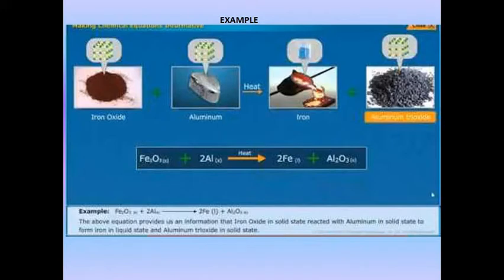So this equation provides us information. This equation has become more informative. It gives us the information that iron oxide in solid state, when reacted with aluminium in solid state, forms iron in liquid state and aluminium oxide in the solid state. Now I hope you understand the states which we are representing in the equation, and in this way we are making our equation more informative. What next?